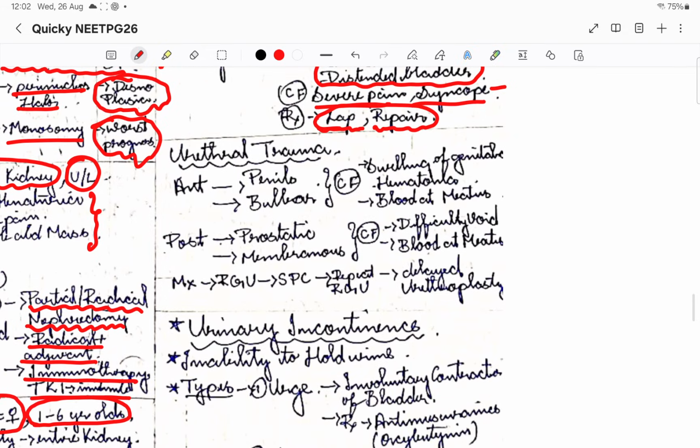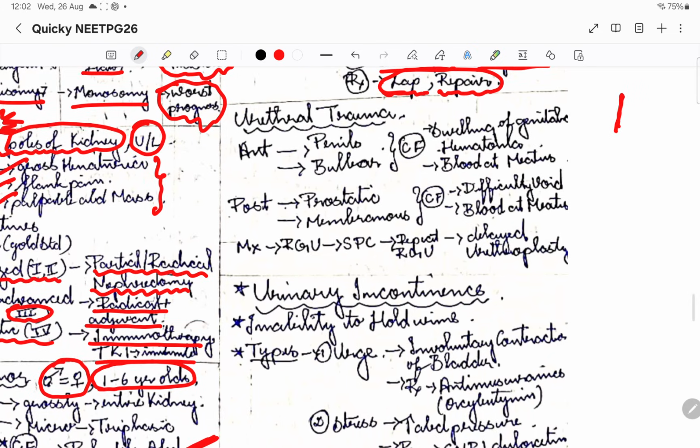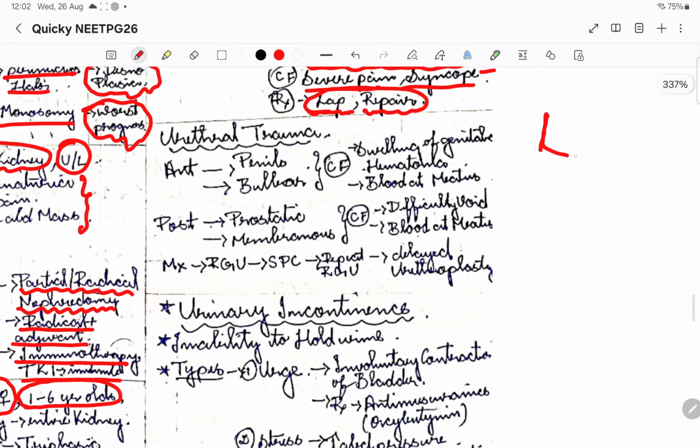Then coming to urethral trauma, it can be divided into two types. The urethra has 4 different parts: the prostatic part, the membranous part, the bulbar part, and the penile part. The trauma can occur in any of the 4 regions. If it is the prostatic or the membranous part, it is known as posterior urethral trauma, whereas if it is the penile or the bulbar urethra, it is anterior urethral trauma.